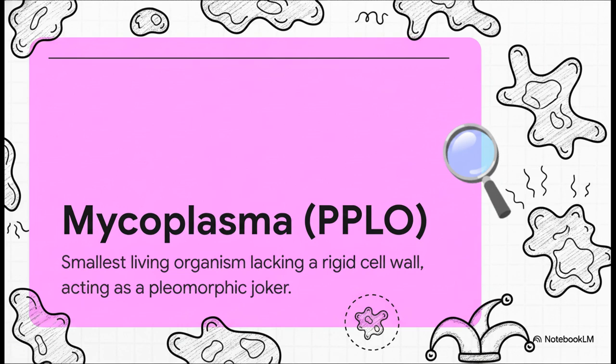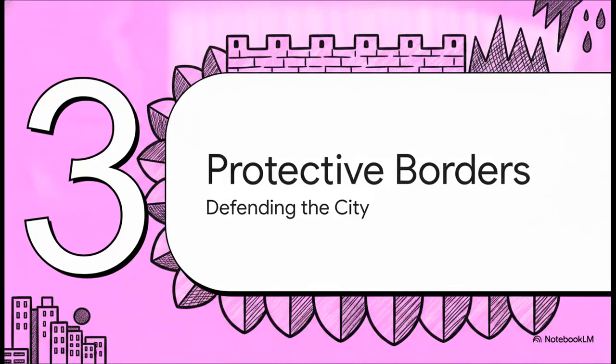Because it has no hard outer shell to keep its structure, it can constantly change its shape. It's actually known as the pleomorphic joker of the cellular world. Think about it like a joker in a deck of cards or an entertainer constantly changing costumes and expressions to trick you. Mycoplasma constantly changes its physical form to adapt and survive its environment. It's completely wild.